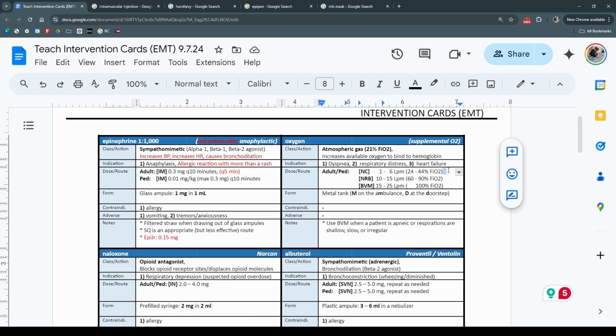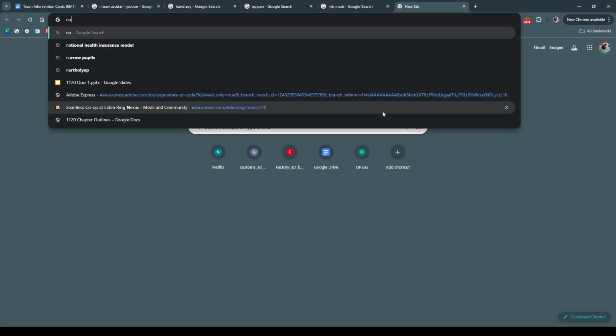So who do we give supplemental oxygen to? Anyone with difficulty breathing, anyone that appears to be in respiratory distress, or anyone that despite these things, despite them saying, no, I don't think I'm having trouble breathing, and maybe don't even appear to be in respiratory distress, signs of heart failure can also be a strong indicator for giving oxygen. Our doses are simply a nasal cannula at 1 to 6 liters.